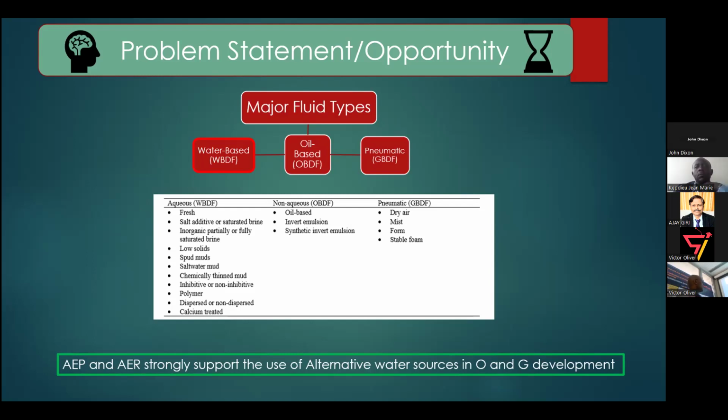As you can see here, one of the ingredients of water-based fluid is a lot of fresh water, and it also makes use of some gel chem, some polymers, and sometimes some calcium-treated input substances. But water is the big one, and that will be the primary focus of the presentation.